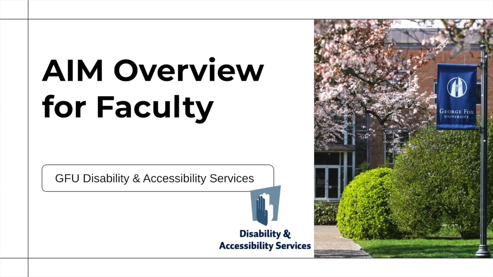AIM is the system we use for all accommodations. In the summer of 2024, the AIM system was updated to the newest version, meaning while the majority of the functions are the same, the website looks a little different. This video will offer an overview of how to access and use the AIM website and functions of the website most faculty will utilize, such as student eligibility, notification letters, test requests and contracts, and more.